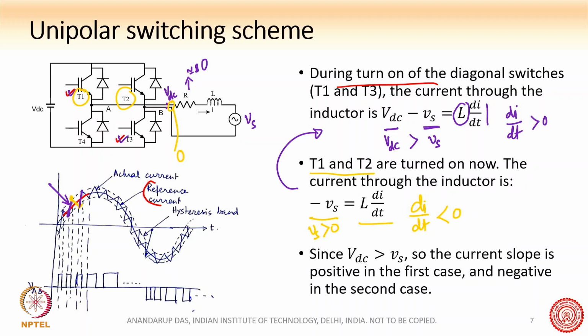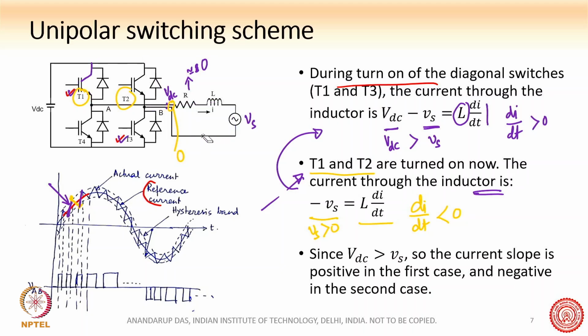During this condition, the current will also freewheel through the diode. For example, during this condition, T1 and T2 are turned on and the current will flow through this. It will go through like this and it will flow like this. This is the path of the current when T1 and T2 are conducting and the instantaneous magnitude of current is positive.